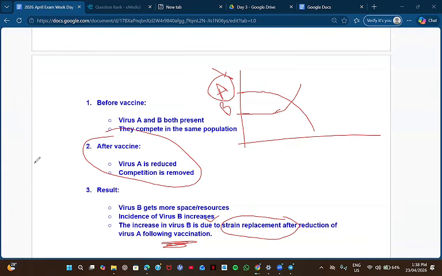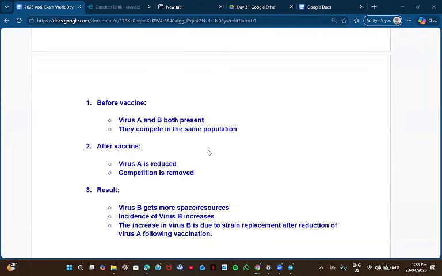I hope you understand this. It's a very simple theory, right? Very simple theory. Did you understand everything?